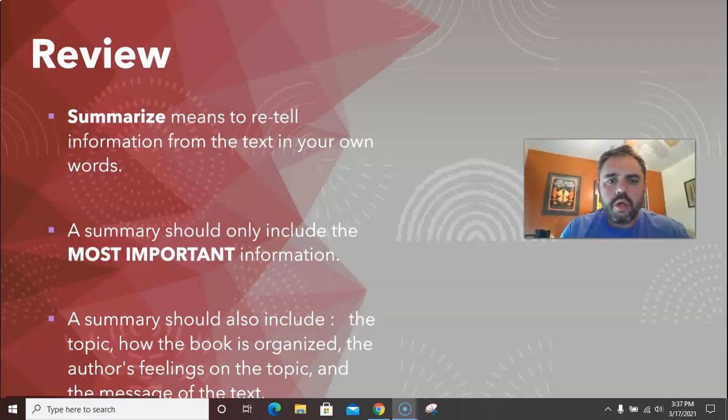It's review time. So as a review, we talked about what the word summarize means, and summarize means to retell information from the text in your own words. A summary should only include the most important information. A summary should also include the topic, how the book is organized, the author's feelings on the topic, and the main message of the topic. Okay? If you can check those off your list as you're writing your summaries, I think by the time you're finished, you'll have just an outstanding summary.